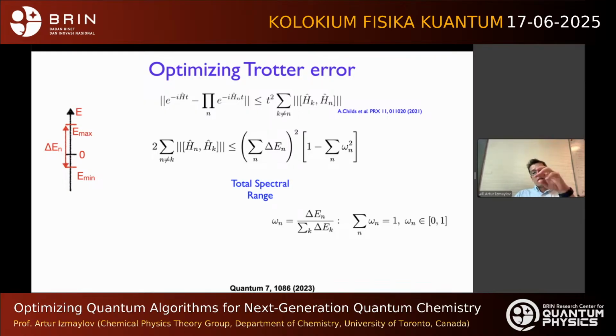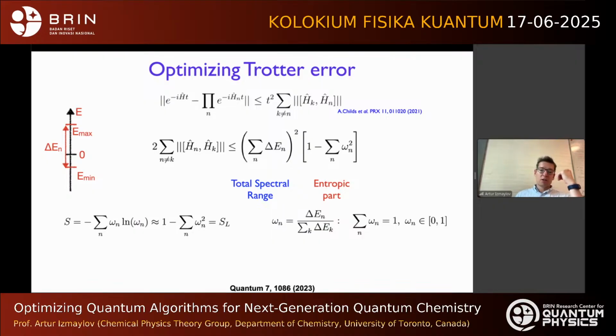Now, the first part, the first product, you could think of it as a total spectral range. So it's a sum over spectral ranges squared. So that's one component, and the second one we call entropic part, and we call it entropic because it is related to so-called informational entropy.